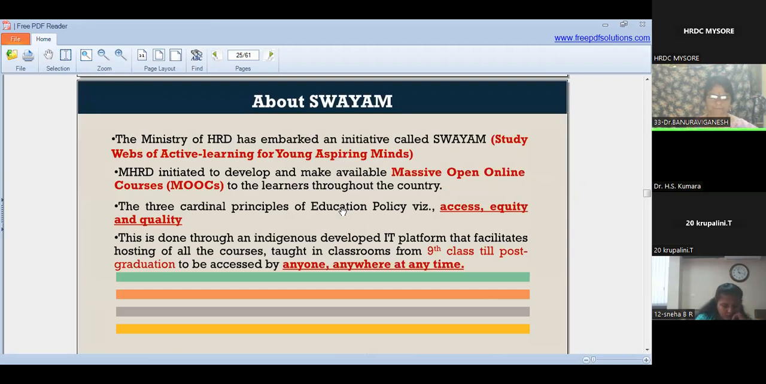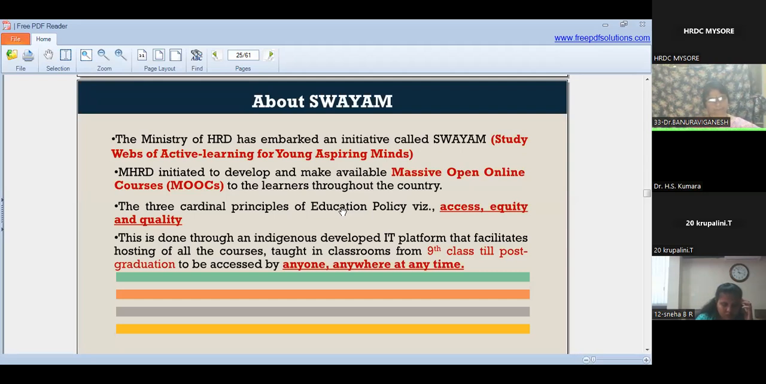Under this Swayam, we call it massive open online courses, which is made available to learners throughout the country. Considering the three cardinal principles of education policy, that is access, equity, and quality, this is something everybody can access, whatever content or courses are made available on the Swayam platform. This is something we need to understand.